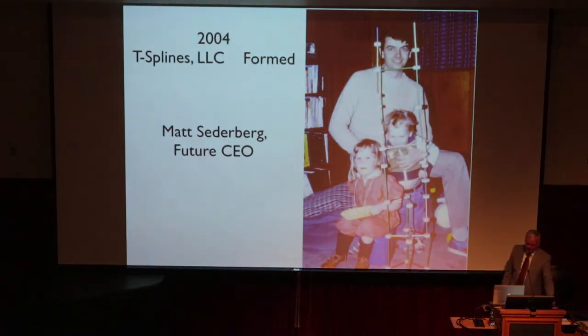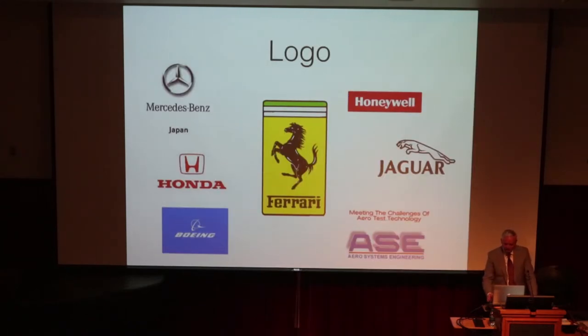Okay, so we're getting this company going. The first thing we need is a CEO. Well, I happen to have a son who was a sophomore in economics at BYU at the time. And as you can see, we had a lifetime of experience together and a lifetime common interest in geometric modeling. And so I asked Matt if he would be the CEO of our company. And I was happy that he agreed to.